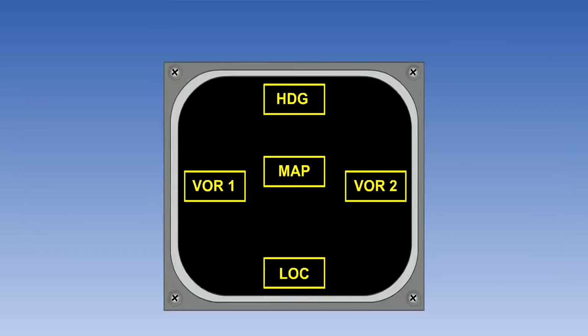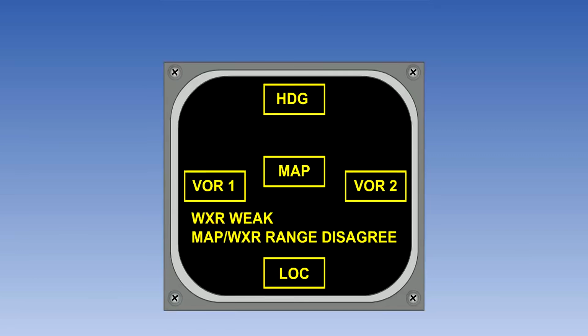Finally, let's look at failure enunciations. Should a signal from a data source fail, the failed data source will be highlighted or flagged in yellow. Here we can see failure enunciations of the heading, the localizer, the map display and both VORs. Clearly, you would not normally expect to see all of these at once. This is a demonstration. In addition, faults may be displayed in message form on the EHSI display.